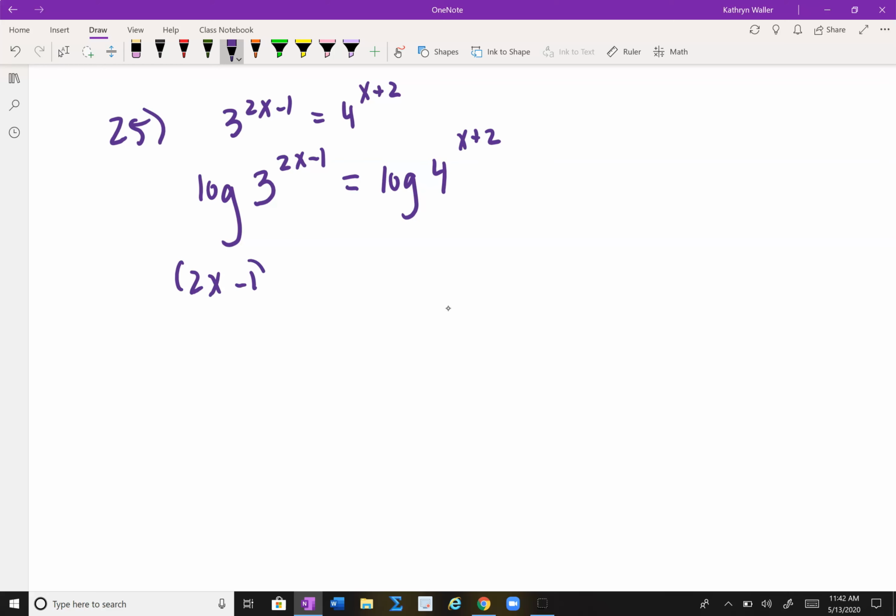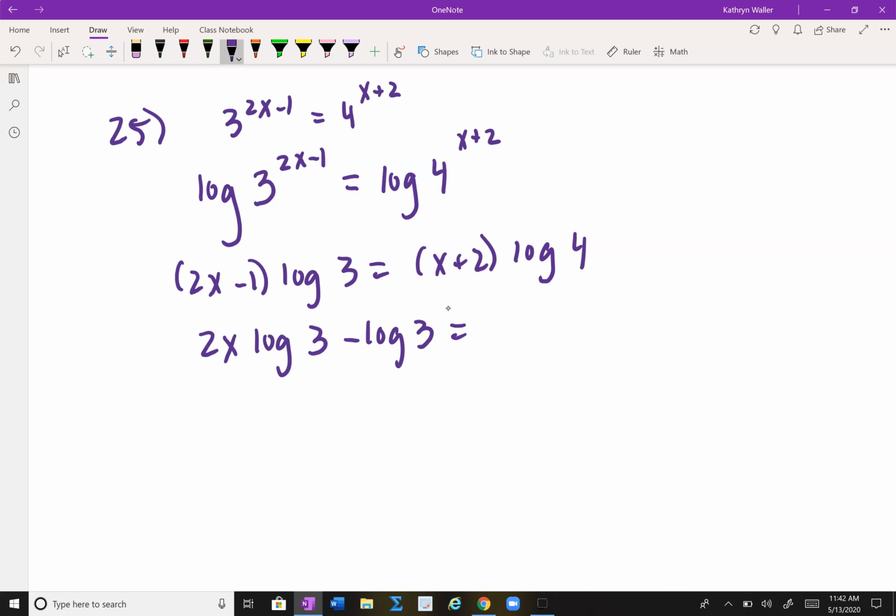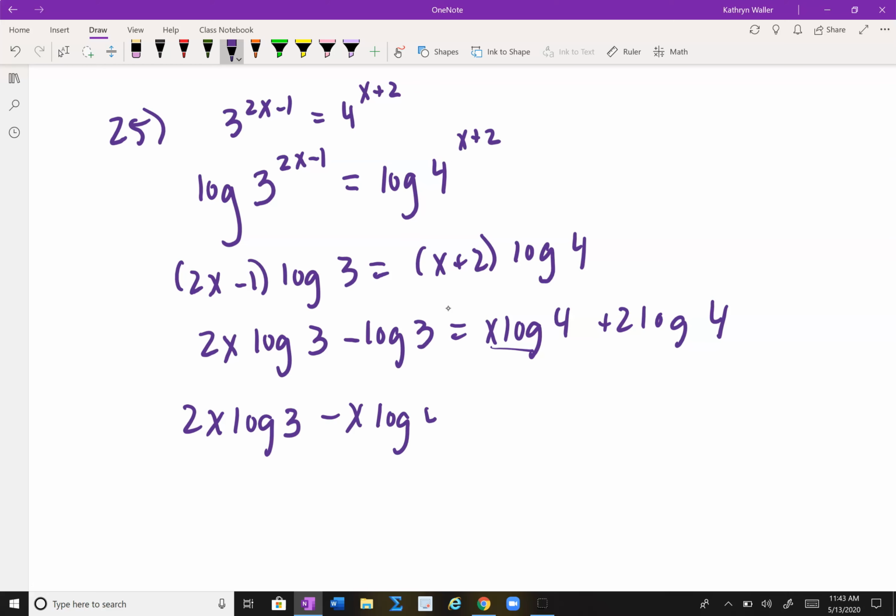Pull down your exponents. 2x minus 1 log 3 equals x plus 2 log 4. You have to have parentheses around those things in that line because you're distributing, so make sure you do that. So distribute, and you have 2x log 3 minus log 3 equals x log 4 plus 2 log 4. Everything that has an x goes on one side, so it's 2x log 3. This x goes to the left, and it's negative x log 4. This log 3 goes to the right, and it's log 3 plus 2 log 4.